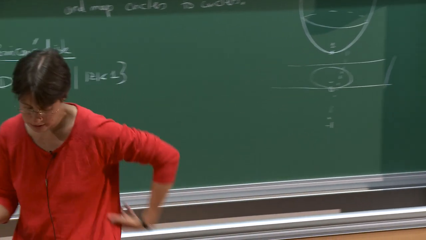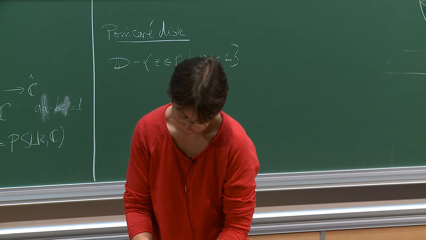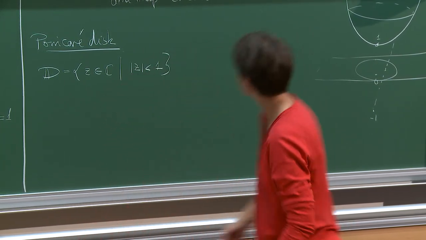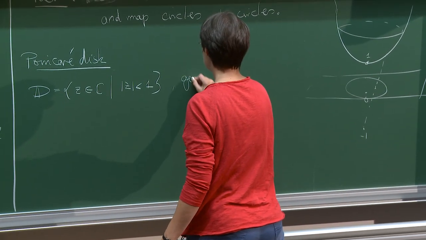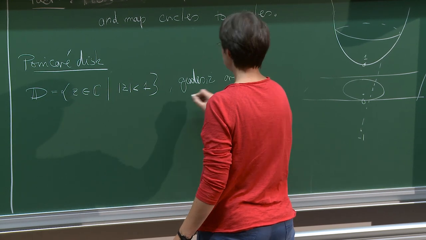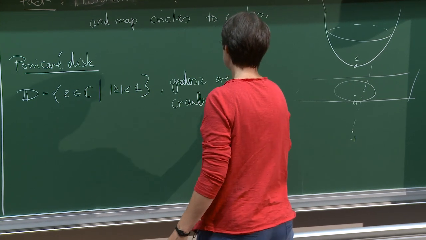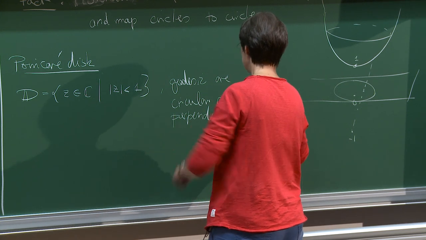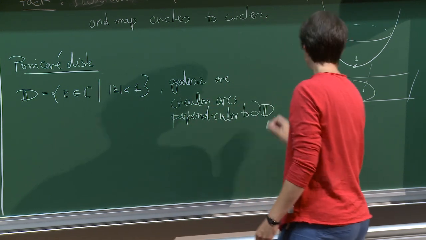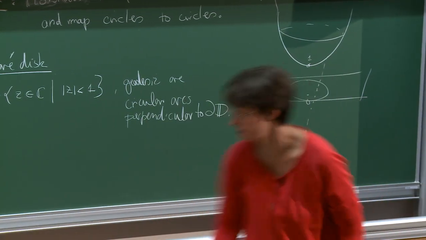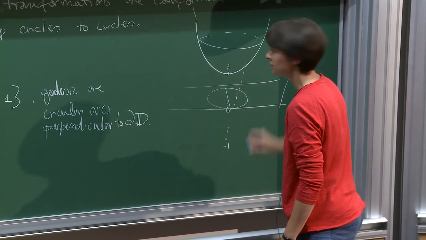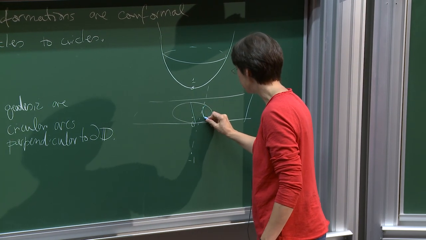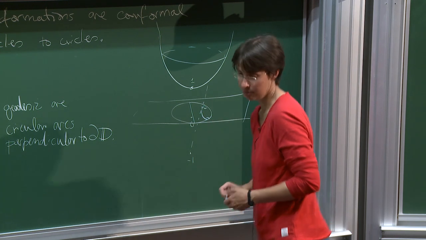Okay, so now if you look at the Poincaré disk, you can look at what geodesics look like. So geodesics are circular arcs which are perpendicular to the boundary of the disk. So they come in some sense in two flavors. So you have circular arcs through zero, which are circular arcs of infinite diameter. So these are just straight lines, or there could be circular arcs of finite diameter.